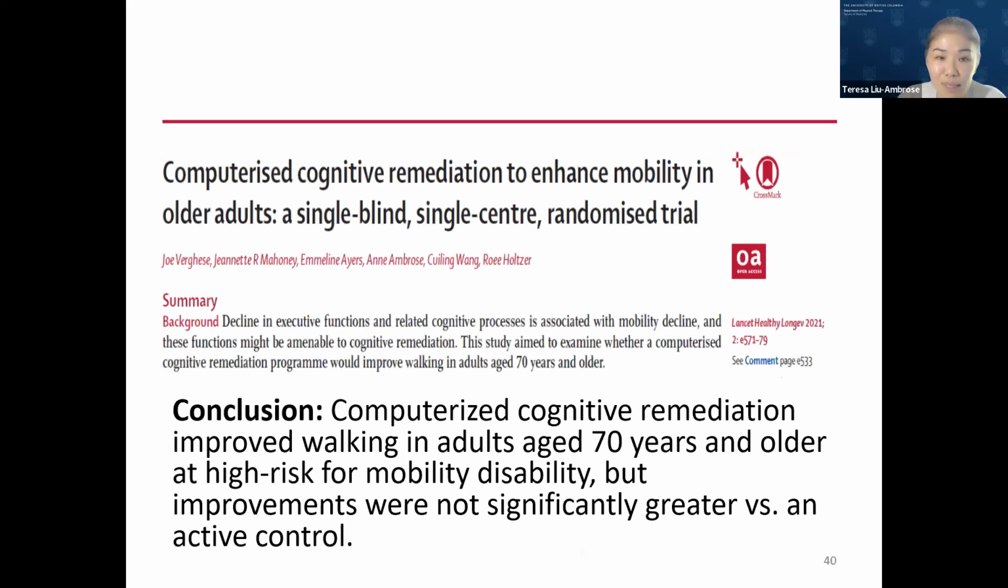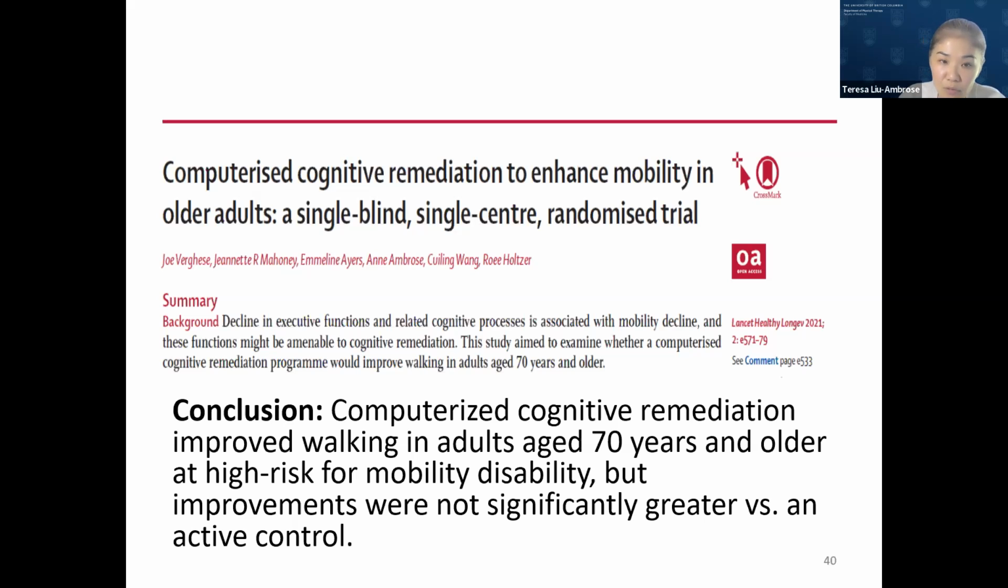At this point, I want to share an interesting study published last year by a colleague of mine, Joe Verghese, who's a world leader in looking at the interplay between cognition and mobility. He conducted a fairly large randomized controlled trial looking at solely computerized cognitive training to improve walking in older adults aged 70 years and older at high risk for mobility disability. The trial was trying to figure out if we simply tapped into the brain through cognitive training, could we translate benefits to one's mobility? What they found is that while there was improvement in mobility, it wasn't significantly greater among the cognitive training group versus an active control.